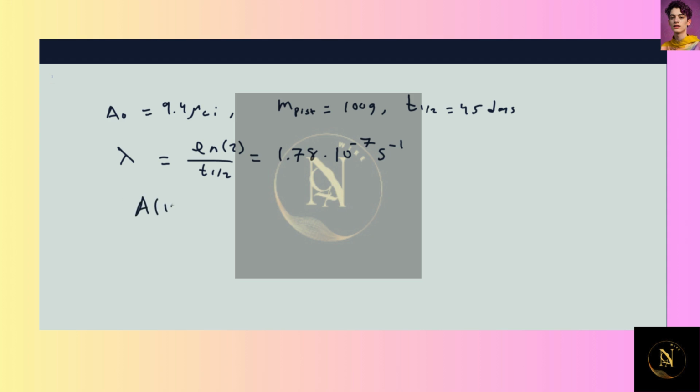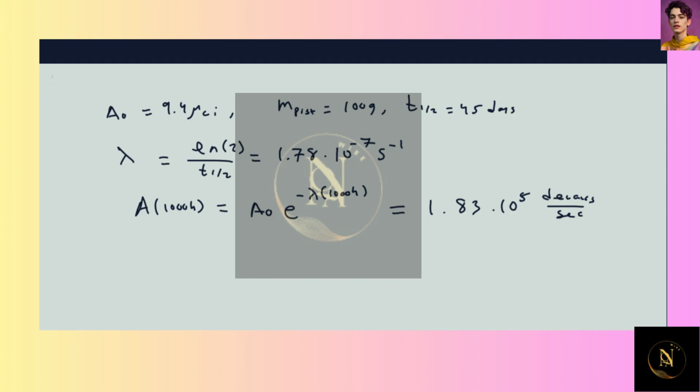So the activity after 1,000 hours is just given by the initial activity times the exponential of minus lambda t. T, again, is 1,000 hours. Keeping careful track of our units, we find that this gives a value of 1.83 times 10 to the 5 decays per second.